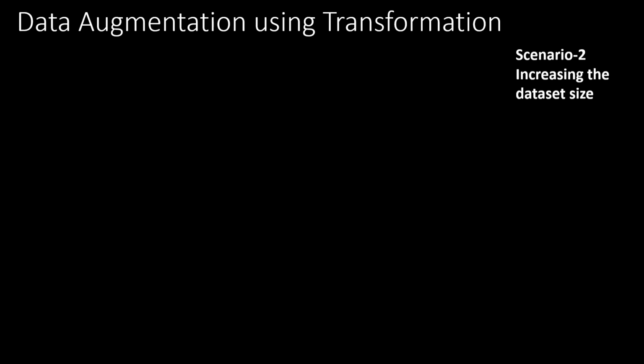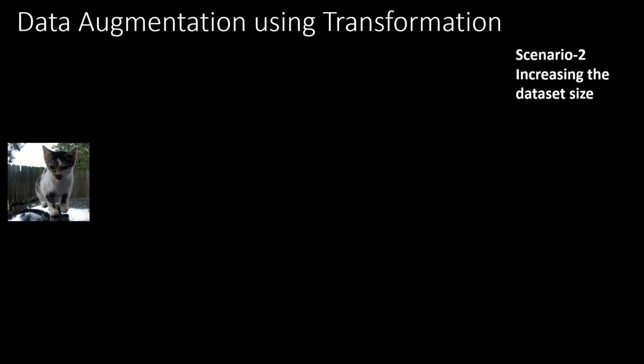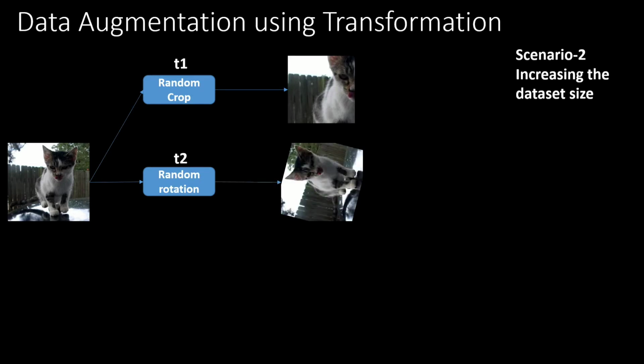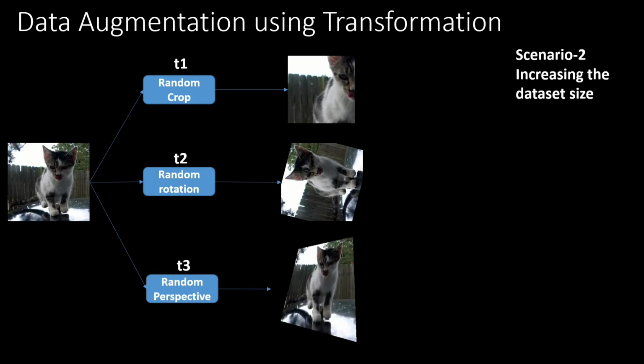Another scenario could be that we have a small dataset and we want to use augmentation to increase the dataset size. So say for example, you have one input image and we apply one augmentation and we have one augmented image. Then for the same input image, we apply some other kind of augmentation, say random rotation, and then we have another augmented image. And then we apply some random perspective transformation and we have another augmented image. So with just one input image, we are able to create three augmented images, which will increase our dataset size and we can use them for training.